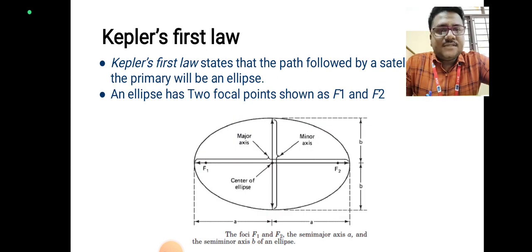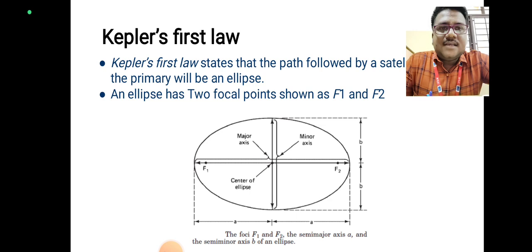Coming to Kepler's first law, it states that the path followed by a satellite around the primary will be an ellipse. Obviously we know that there are two bodies. The one with higher mass is considered the primary, and the other one which revolves around the primary is considered the secondary. He states that the path followed by the secondary, which revolves around the primary, will always be an ellipse.